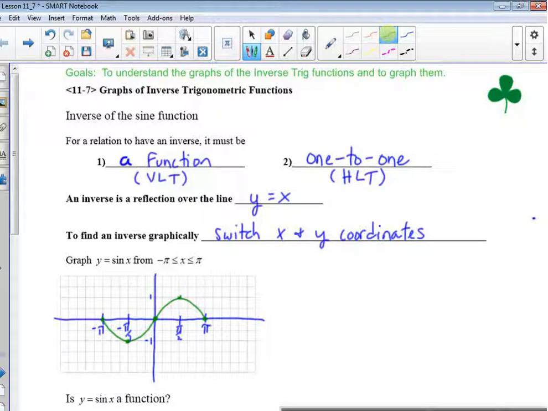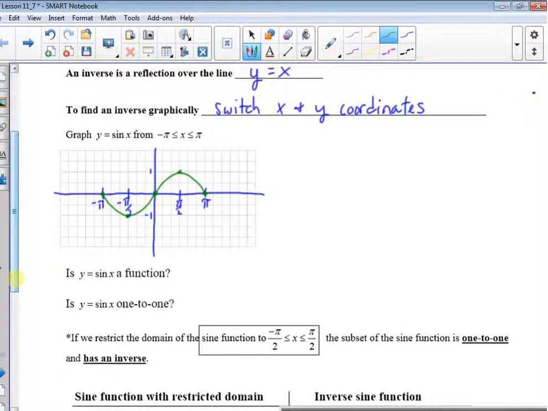Okay, so the question is, is y equals sine x a function? Yes, it passes the vertical line test. Is y equals sine x one-to-one? No. Here's the problem. It is not one-to-one. In order for it to have an inverse, it must be one-to-one. So if we restrict the domain of the sine function from negative pi over 2 to pi over 2, the subset of the sine function is one-to-one and has an inverse.